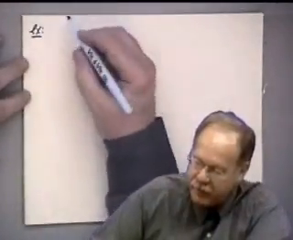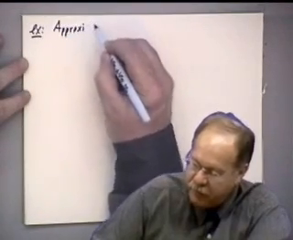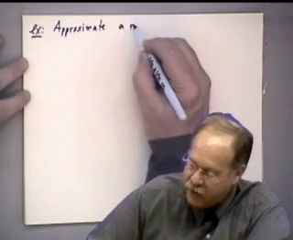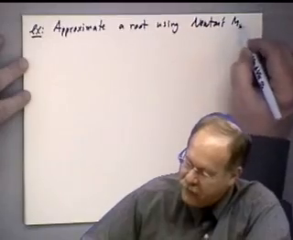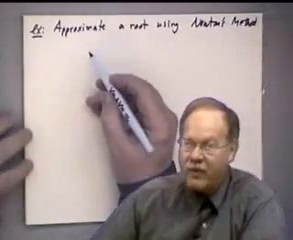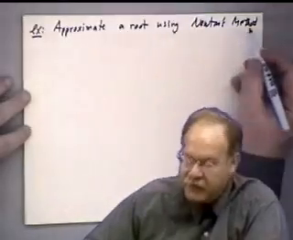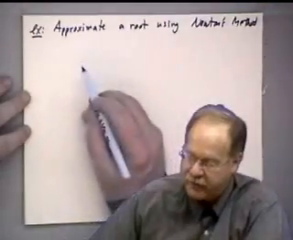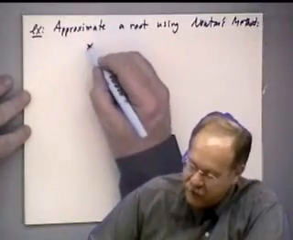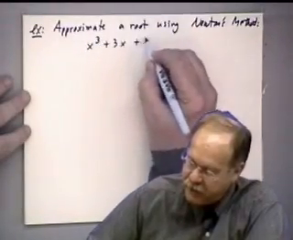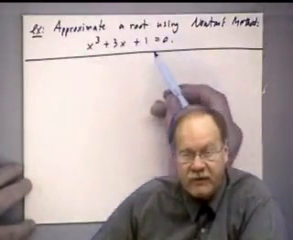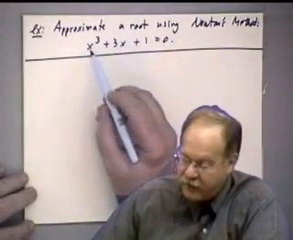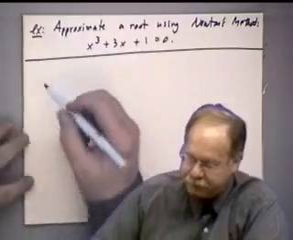Let's do an example of this. Here's an example, and we'll just do this for a simple polynomial. Approximate a root using Newton's method. Now, Newton's method is really Newton's method for approximating roots to equations. Most people just say Newton's method, but you should understand what its actual full name is. And here's the equation: x cubed plus 3x plus 1 equals 0. Now, unless you happen to have memorized the formulas for solving a cubic, which is doubtful, you'll need to approximate the roots here.